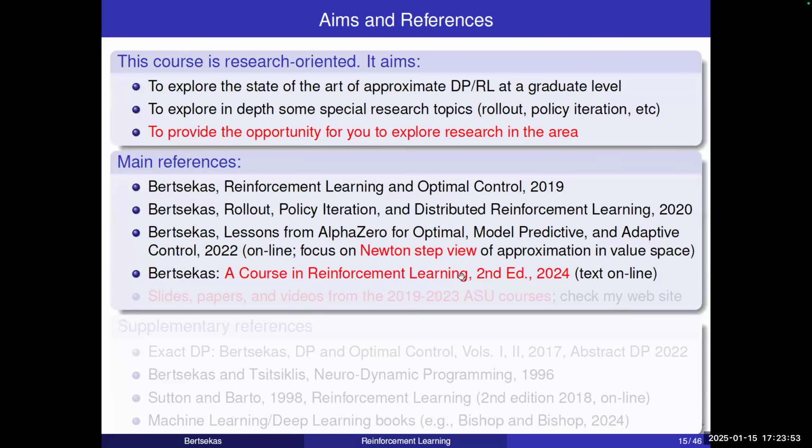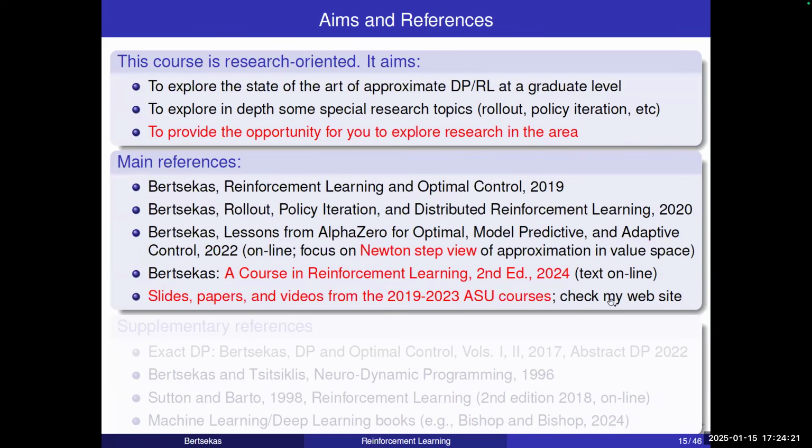The main textbook of the course is the second edition. I had a first edition in 2023. The second edition was done a few months ago, and it's online, and this is what we're going to be following, except it has more stuff than we are going to be able to follow. Homework is going to be taken from this book.